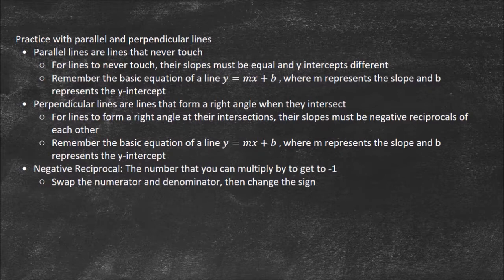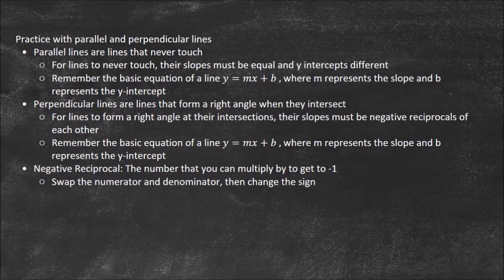If you remember, the reason why they have to have different y-intercepts is because if they have the same slope and the same y-intercept, well, they're the exact same line. So then they don't never touch, they touch all the time. So that's why they have to have different y-intercepts. And for the same slope, that explanation is because that's the only way two lines will never touch, is if they have the exact same slope.